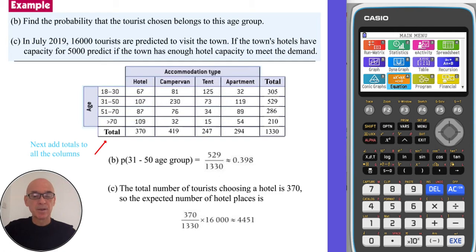So the expected number is approximately 4,451 tourists who use hotels. So on that basis, the town has sufficient capacity.